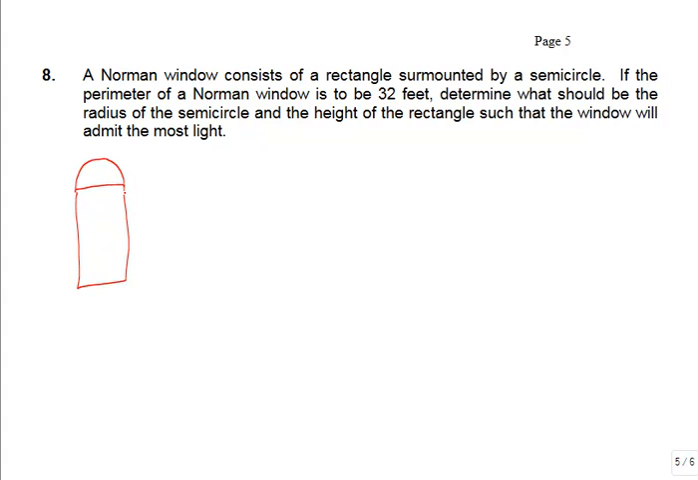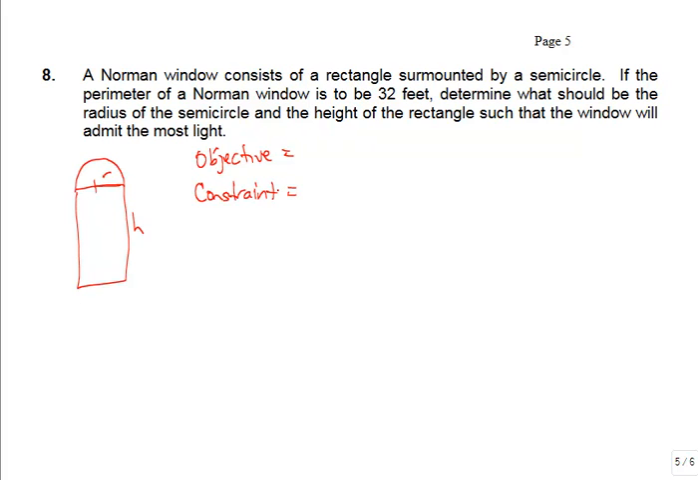Okay? If the perimeter of a Norman window is to be 32 feet, determine what should be the radius of the semicircle and the height of the rectangle such that the window will admit the most light. So we're looking for the radius, which would be here, and this height h. Let's figure out what our objective and our constraint are going to be.